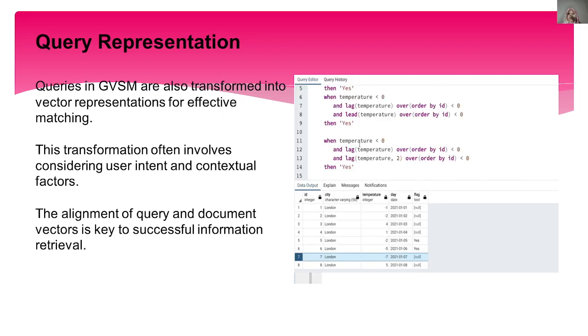Query representation. Queries in generalized vector space models are also transformed into vector representations for effective matching. This transformation often involves considering user intent and contextual factors. The alignment of query and document vectors is key to successful information retrieval. You can look into the picture over there, how the query is edited and how the data is presented in the form of output, wherein the explanation, the messages, the notifications, the dates, and the serial numbers are equally mentioned. This is how you represent queries in the generalized vector space model.